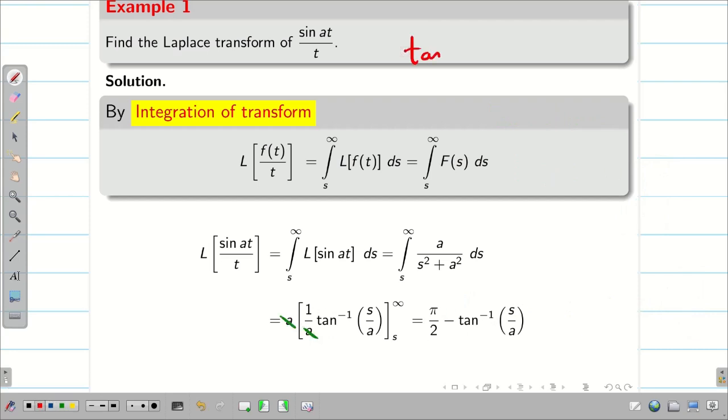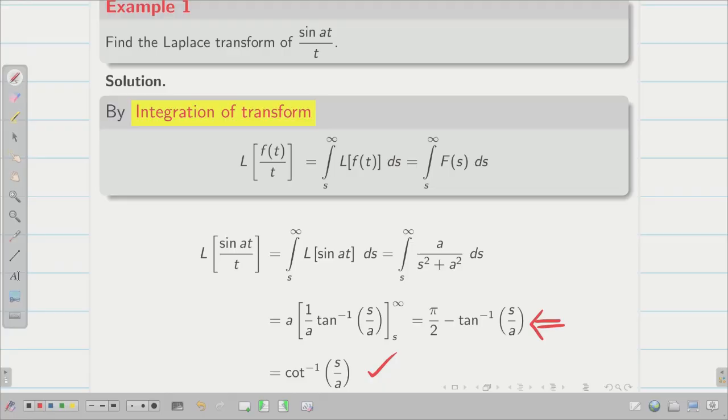And we have a result, tan inverse of x plus cot inverse of x is pi by 2. Therefore, pi by 2 minus tan inverse of s by a, I can write it as cot inverse of s by a. Hope you got the answer. Or you can stop at this step also, that is okay. Now let us solve a few more problems.